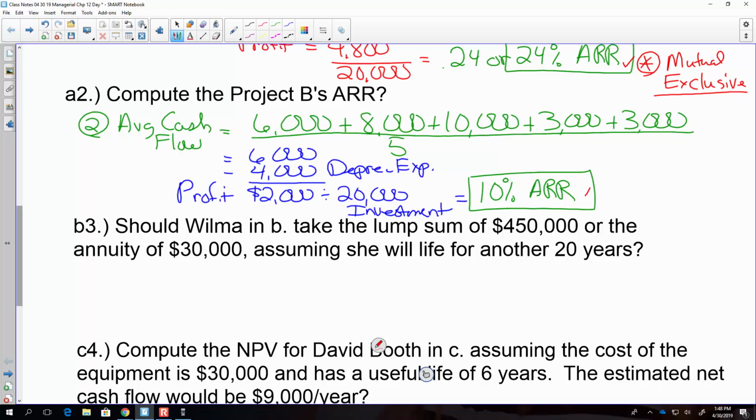So on the test, if I give you the depreciation expense number on a problem, do I use it for any other model? Net present value, do I use it? The answer is no. Do I use it for internal rate of return? The answer is no. Do I use the depreciation expense for payback? And the answer is no. So don't get tricked. If I give you more information on a problem, don't think you have to use all of it. So be careful.